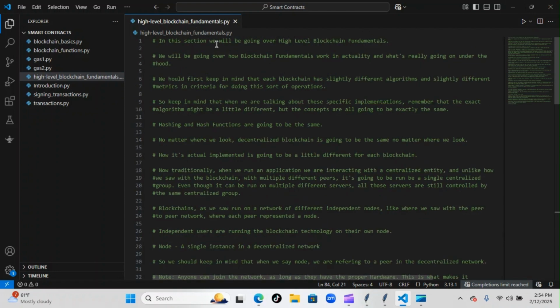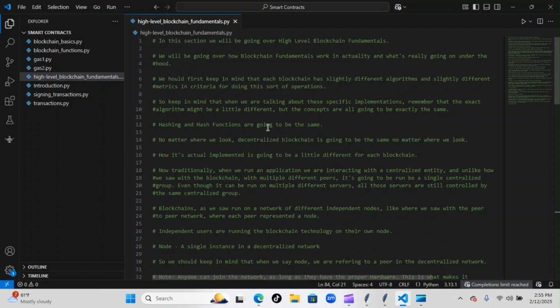So in this section, we will be going over the high-level blockchain fundamentals. We will be going over how blockchain fundamentals work in actuality and what's really going on under the hood. We should first keep in mind that each blockchain has slightly different algorithms and slightly different metrics and criteria for doing these sort of operations. So keep in mind that when we are talking about these specific implementations, the exact algorithm might be a little different, but the concepts are all going to be exactly the same.